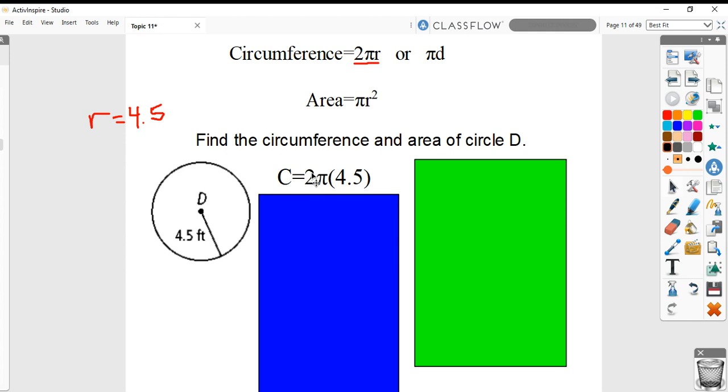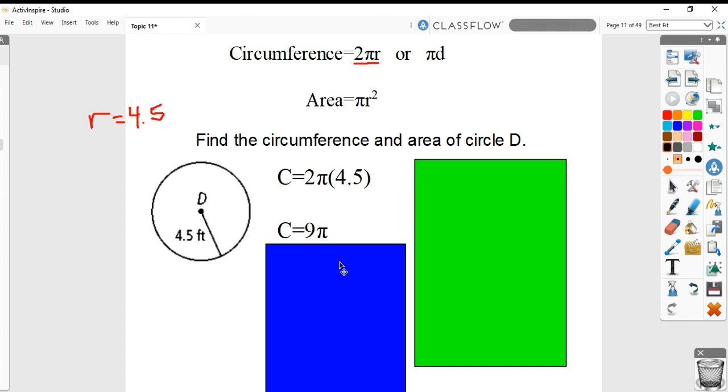So you can see that this is 2 times pi times 4.5. It doesn't matter what order you put numbers in to multiply them. So we're going to do 2 times 4.5 first, and that gives us 9. We're going to leave that pi alone here for just a second. I want to tell y'all something about this, okay?